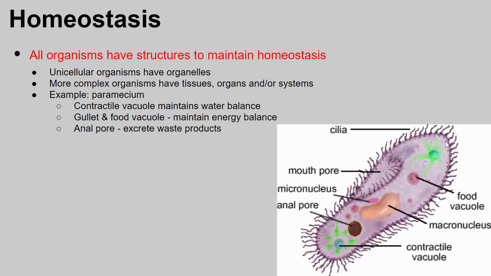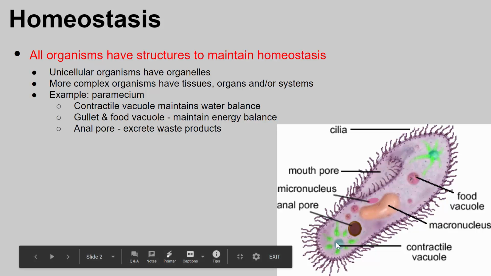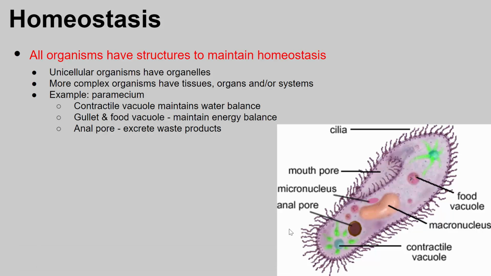For example, this is a diagram of a paramecium here. A paramecium is just a single cell, so the parts that you see within the paramecium are organelles. They have a contractile vacuole, which is shown down here, and that's to maintain homeostasis in terms of their water balance. As water is constantly coming into these protists, they have to pump some of that out.